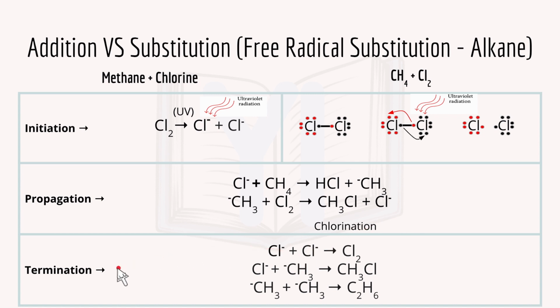And termination is when the reaction ends. It can either be Cl plus Cl equals chlorine gas, Cl plus CH3 equals this, and these two CH3 together to make this. And as you can realize, you can see this, it has 2 carbons, which is ethane.